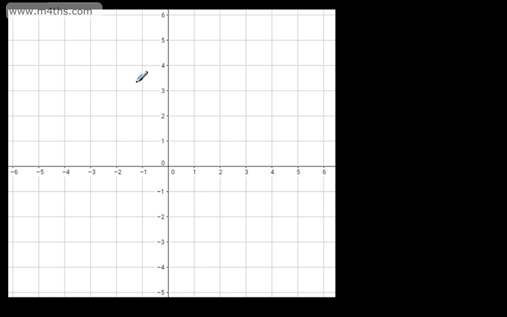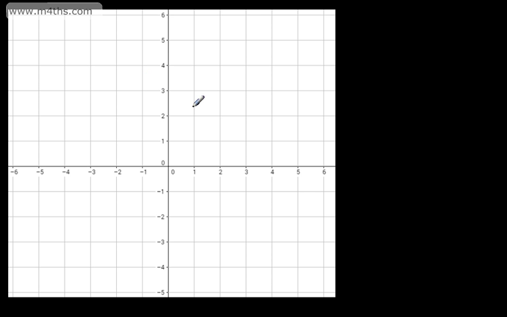In this video, we're going to look at finding the length of a line segment, or if you like, the distance between 2 points. All we're going to do is use Pythagoras Theorem to find the length of the hypotenuse of a right angle triangle. Let's start off with a basic example.